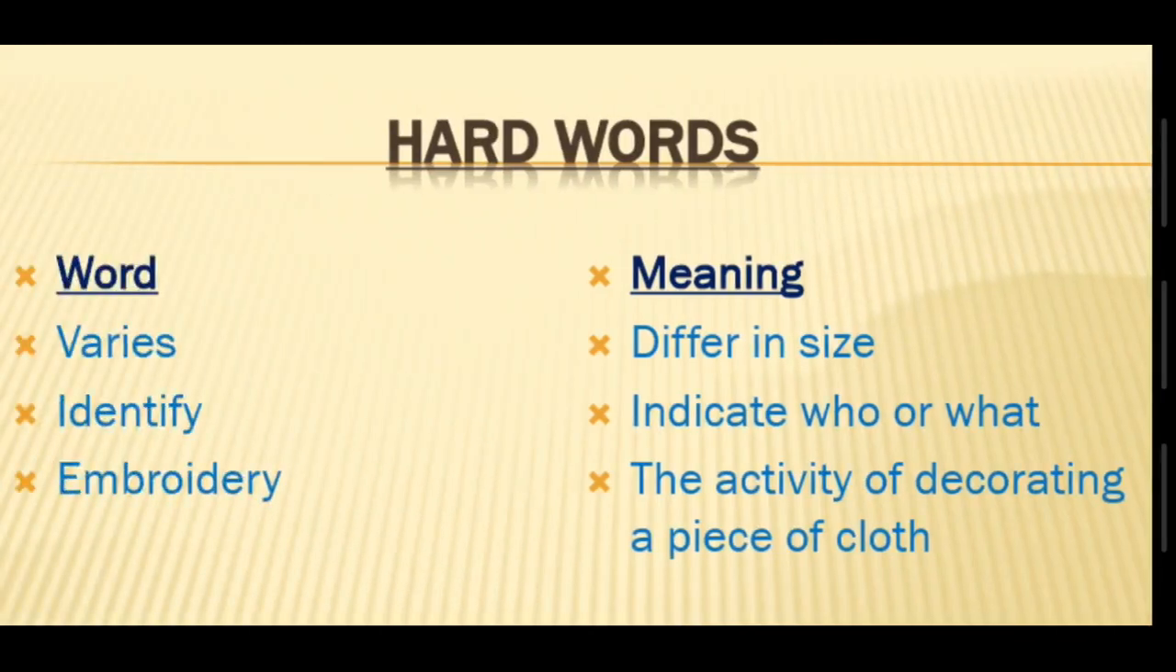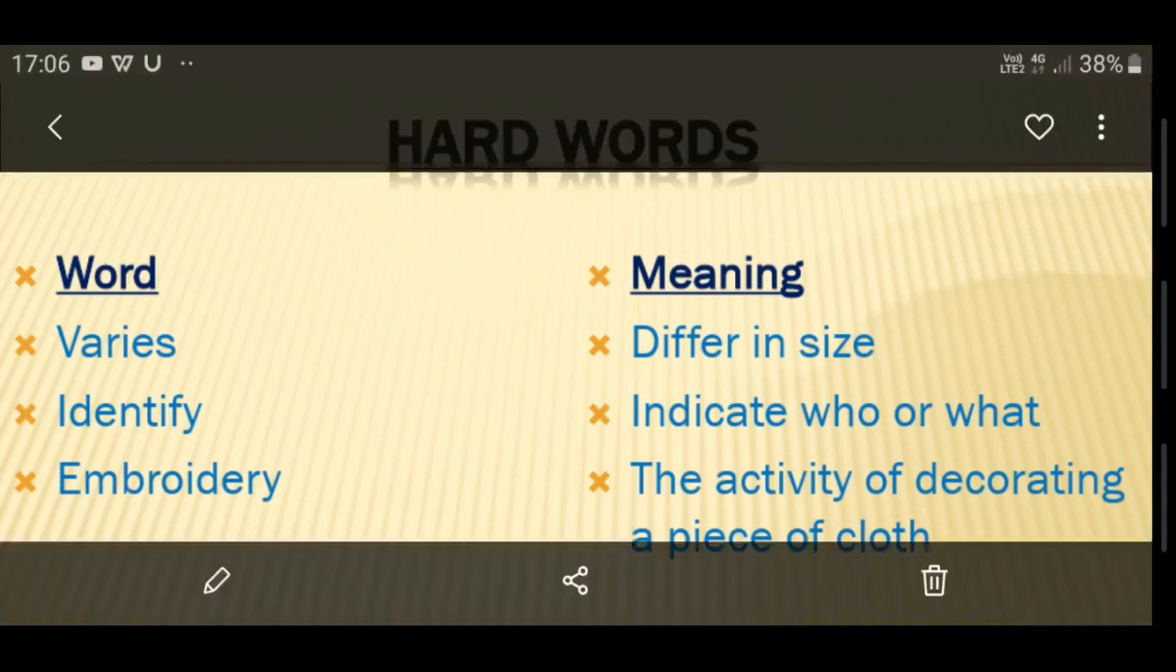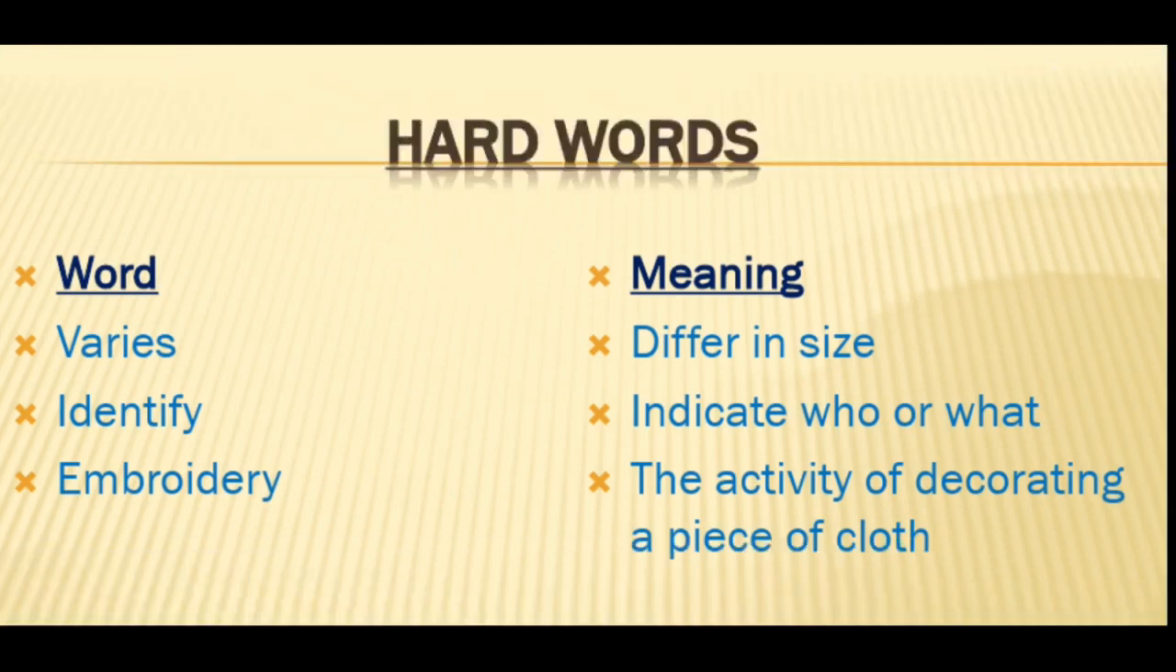Before starting the chapter, I am going to explain a few hard words related to Lesson 2. First, varies means differ in size. Second word, identify. Identify means indicate who or what. Next is embroidery. Embroidery means the activity of decorating a piece of cloth.